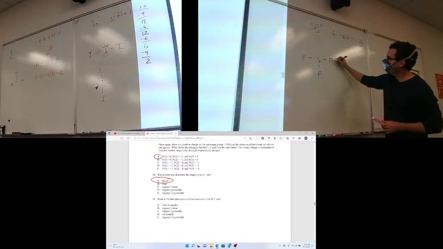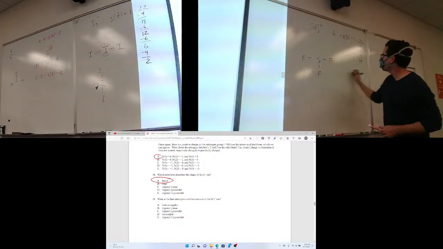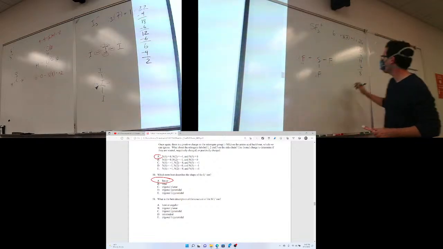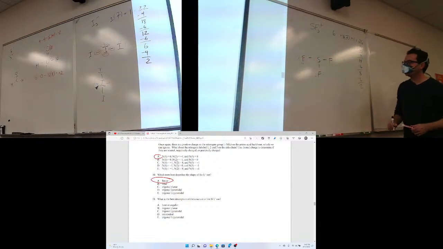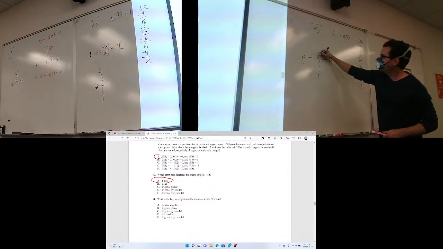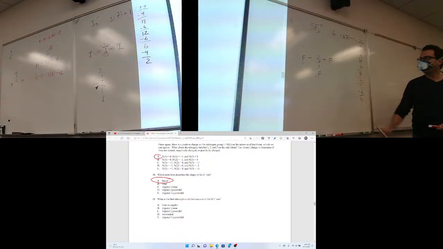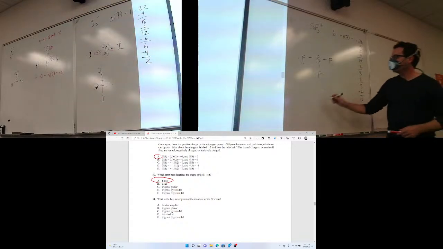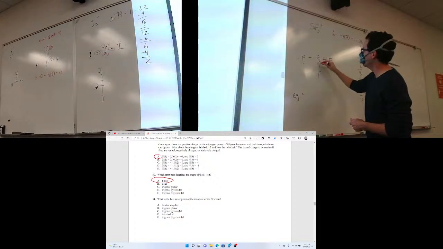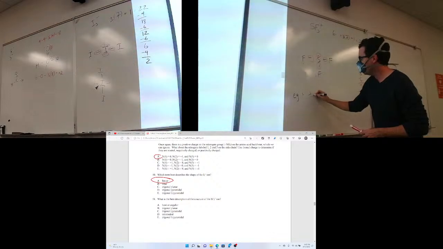Octet rule on the outside. 1, 2, 3, 4, 5, 6. I got 2 left. Octet rule in the center. 2, 4, 6. I need 2 more. Perfect. That's all of them. Octet rule and everything. So this is the structure. The electron geometry is, since there are 1, 2, 3, 4 electron domains, tetrahedral.